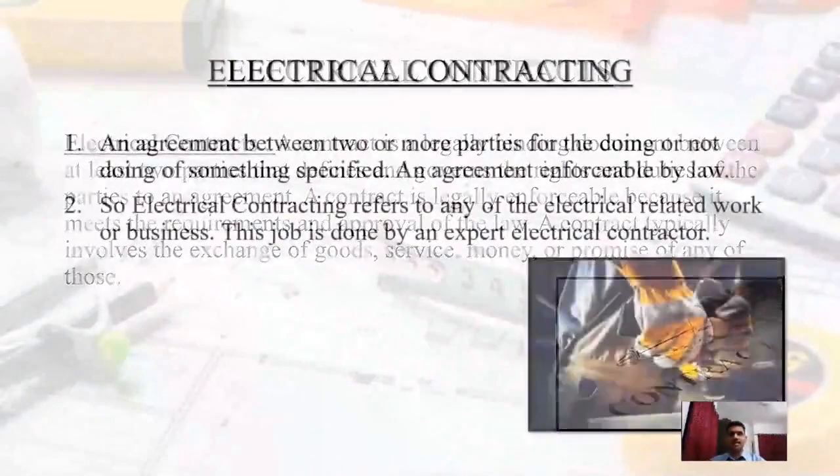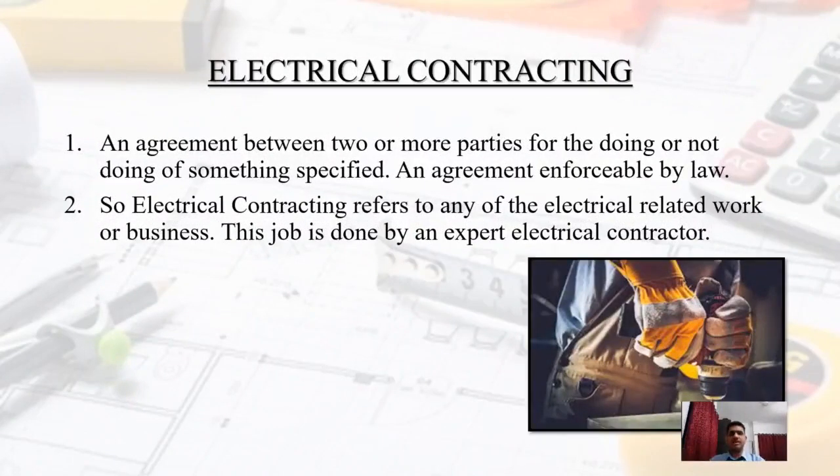In the next slide, we are going to see about electrical contracting. So what is an electrical contract? An electrical contract is a document regarding any electrical activity which is to be done. For example, a contract for maintenance of a machine, an agreement between two or more parties for the doing or not doing of something specified, an agreement which is enforced by law.